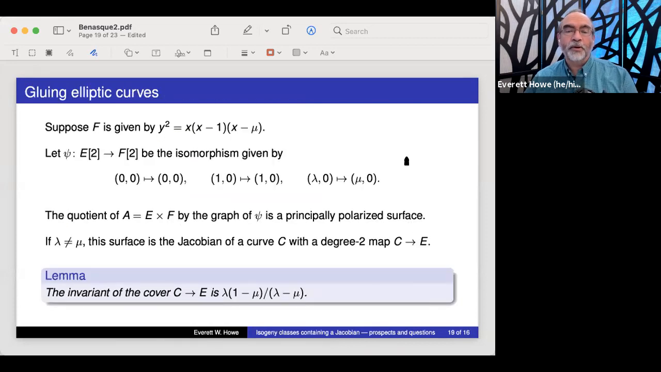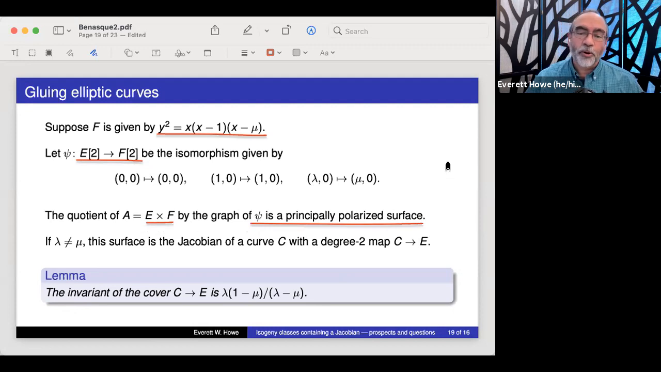So let's see what happens when we glue some elliptic curves together. Suppose someone gives you another elliptic curve F that's given in this form with a mu now for its lambda invariant. And suppose you look at the isomorphism of the two-torsion of E and the two-torsion of F that sends (0,0) to (0,0), (1,0) to (1,0), and (lambda,0) to (mu,0). If you take the quotient of this abelian surface, E times F, by the graph of this isomorphism, you get a surface that has a principal polarization. So it's usually a genus 2 curve.